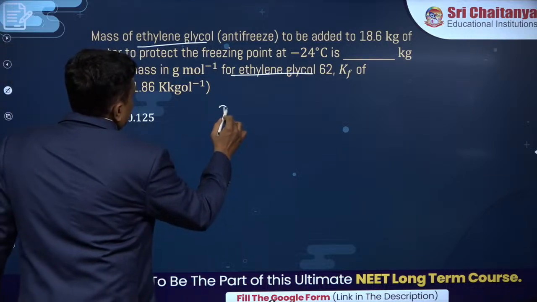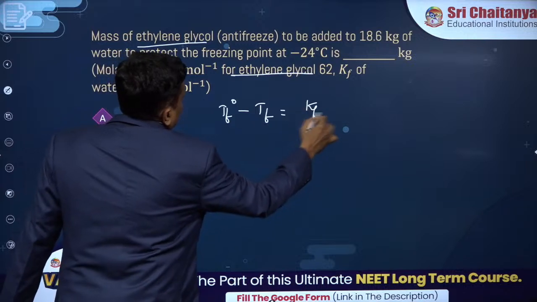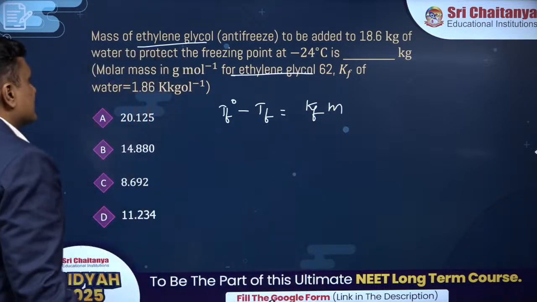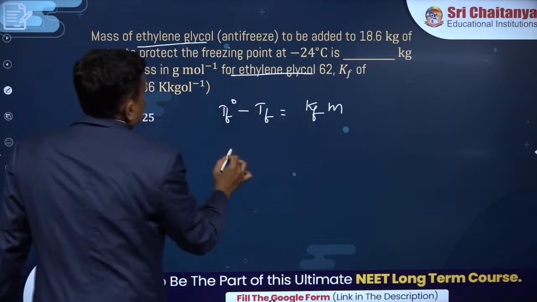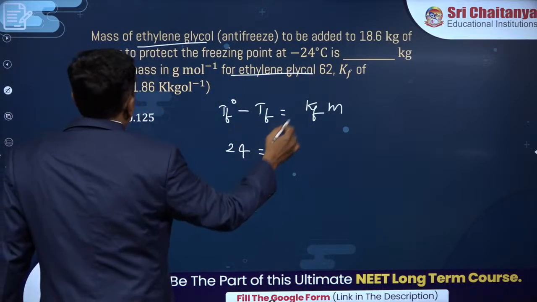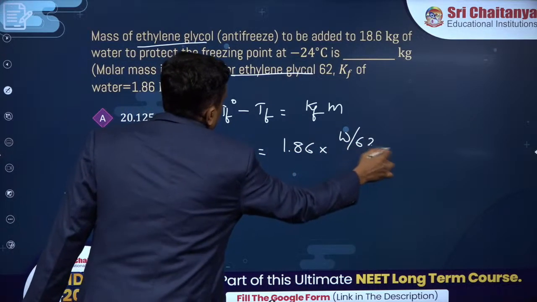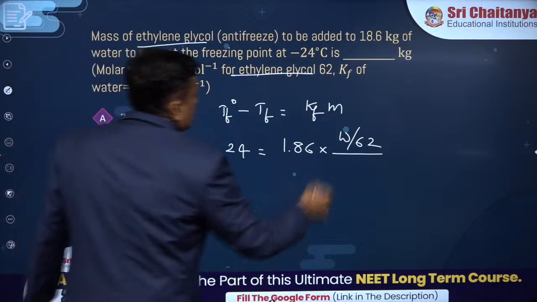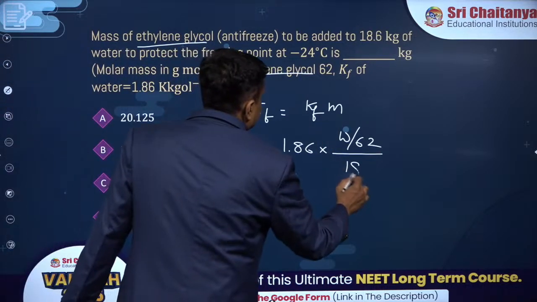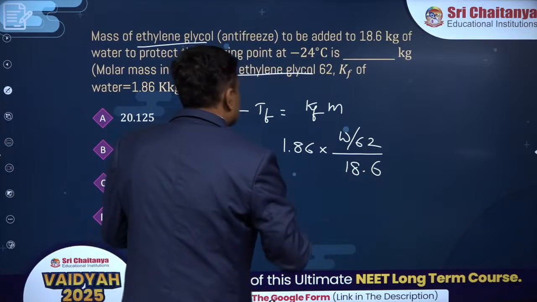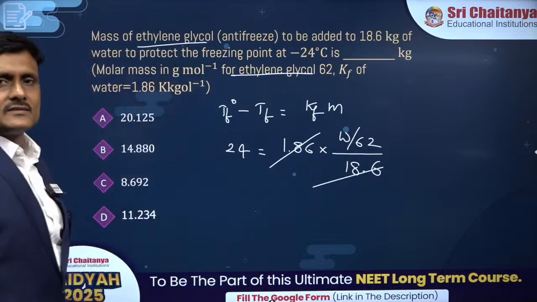So delta Tf, that is Tf naught minus Tf, equals i, whose value is 1, times Kf, times, straight away substitute this. The mass of ethylene glycol is asked, and you can see that delta Tf is 24, equal to the Kf value that would be given, times the mass of ethylene glycol by molar mass, which gives you the number of moles of solute, by the mass of solvent in kg. You can see 18.6 grams of this thing is given. So they will always give in such a way that these things get cancelled. Have you seen these things getting cancelled, 0.1 times?